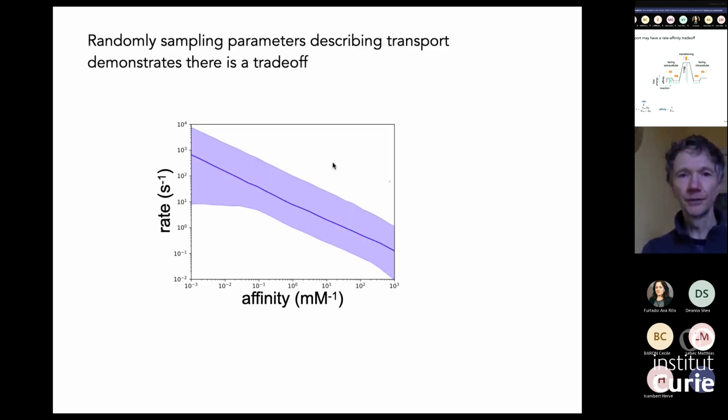So you can do that. If I make a mathematical model, and then pick some parameters randomly and calculate the rate and affinity, you can see quite clearly that there's a relationship between the two, and it's of the form of a trade-off. So if the rate is high, the affinity must be low, and similarly, if the affinity is high, the rate becomes low.